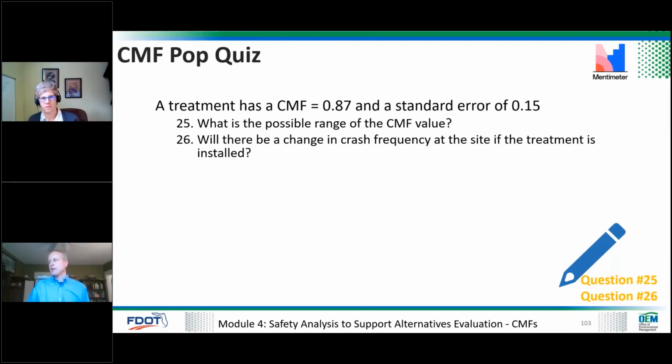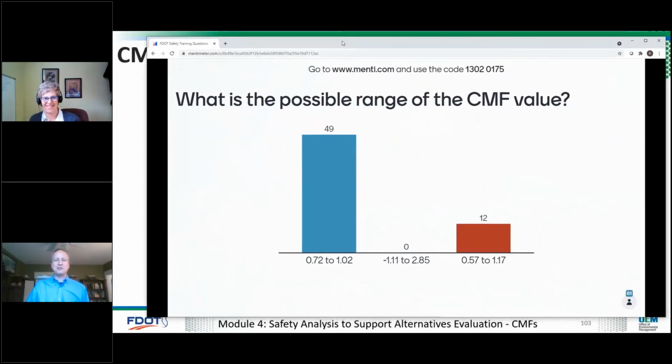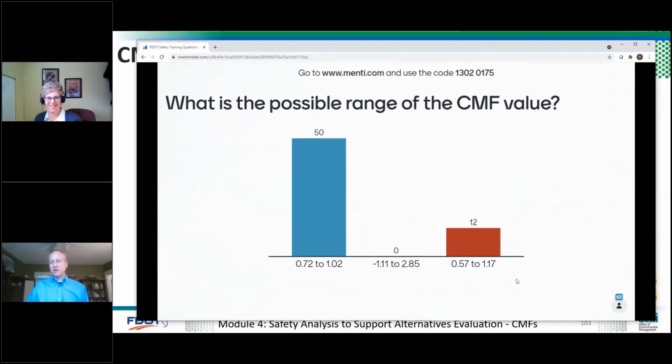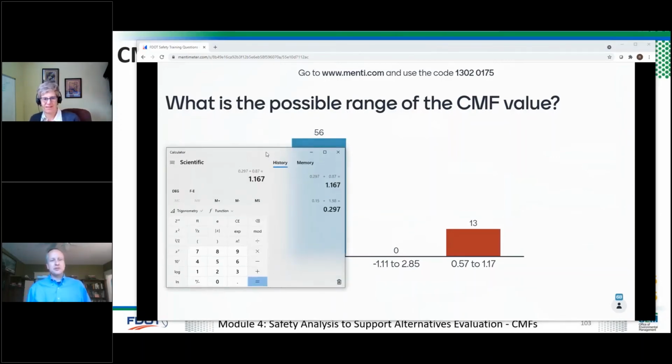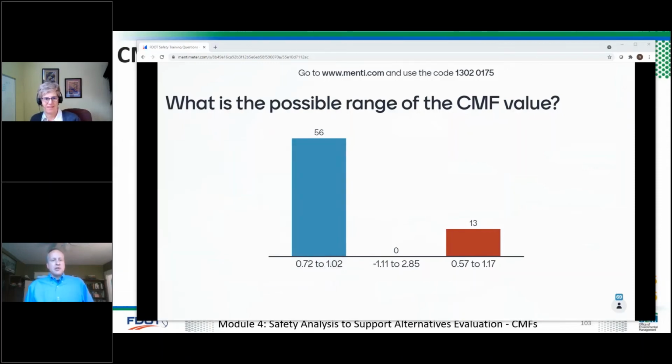All right, so this is what we've got for answers thus far. And unless I'm mistaken, I'm getting the wider range there. Yeah, C, 0.57 to 1.17. Right. So that's 1.167 if you use 1.98. So it ends up with a pretty big range; 0.15 is kind of a biggish standard error.